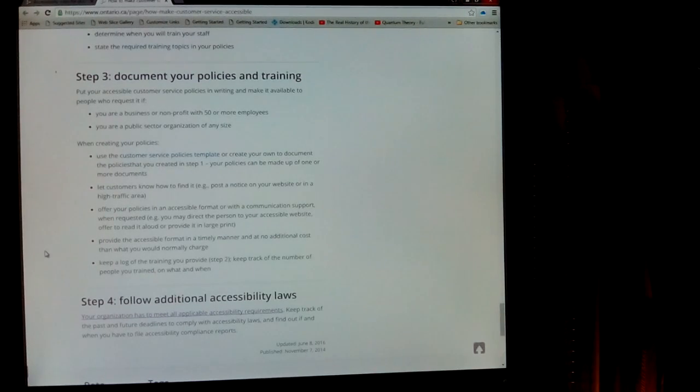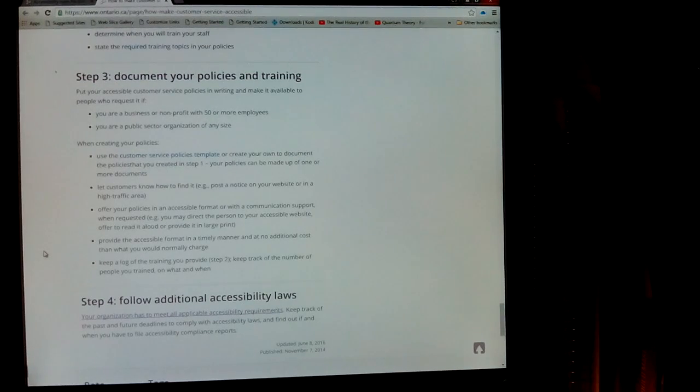Put your accessible customer service policies in writing and make it available to people who request it. If you are a business or nonprofit with 50 or more employees, or a public sector organization of any size, when creating your policies, use the customer service policies template or create your own document, the policies that you created in step 1. Your policies can be made up of one or more documents.